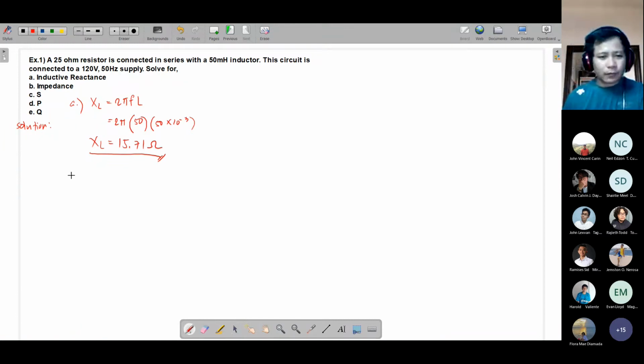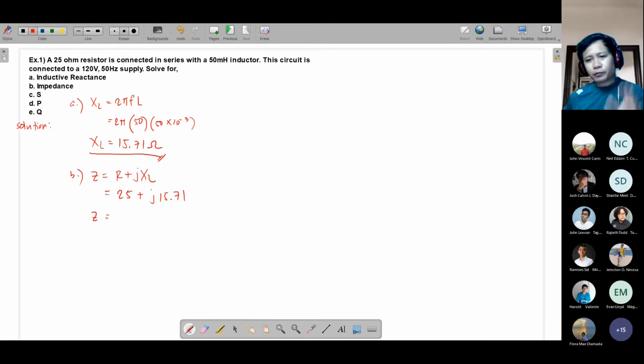B is all for the impedance. Of course, again, impedance is basically just R plus jXL. Okay, series naman eh, so diretso ra, no? R is 25 ohms. So 25 plus j15.71. Now, I'll give you a tip: as much as possible, convert your impedance to the equivalent polar form.